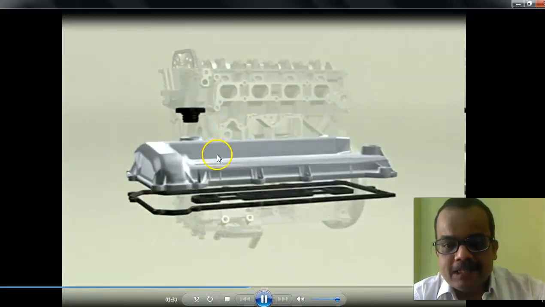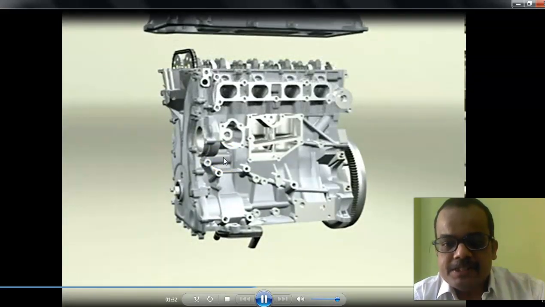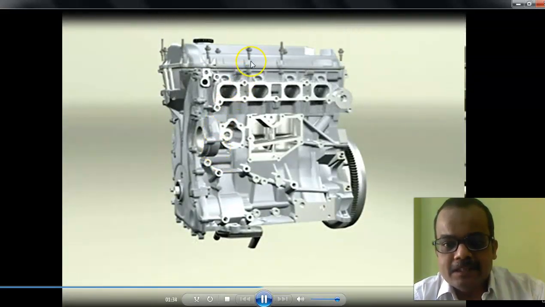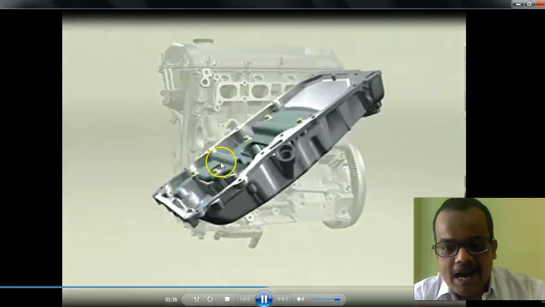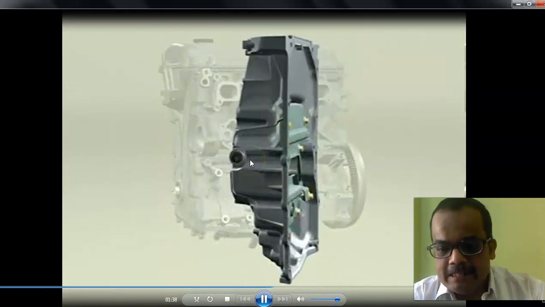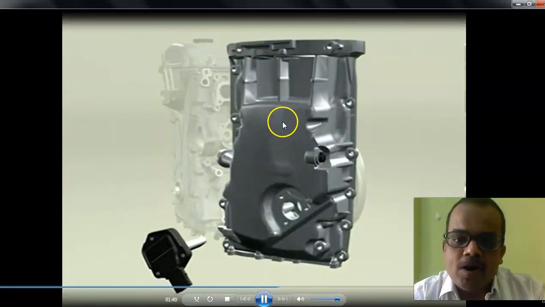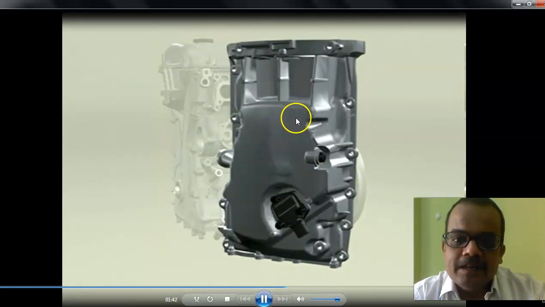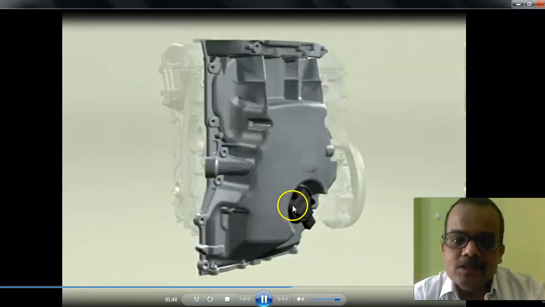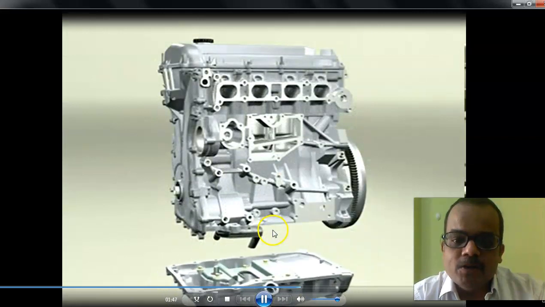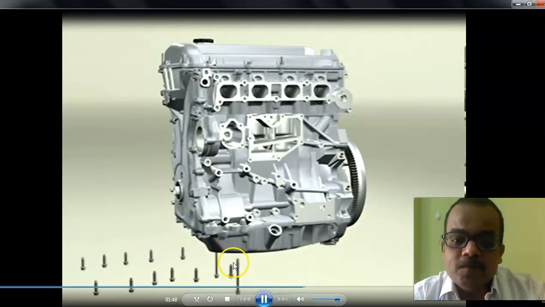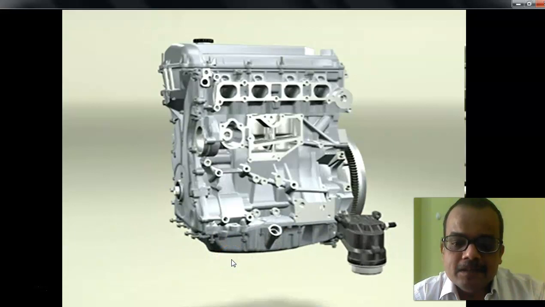Now this is the tappet cover. It fits on top of that cylinder head. And this is the sump, the oil sump. So oil will be stored in this. This is called a drain plug. So whenever we have to remove that oil from the engine, we have to remove that drain plug.